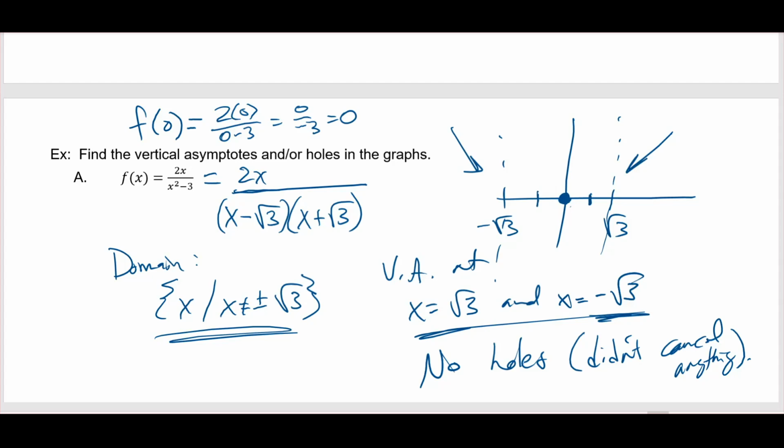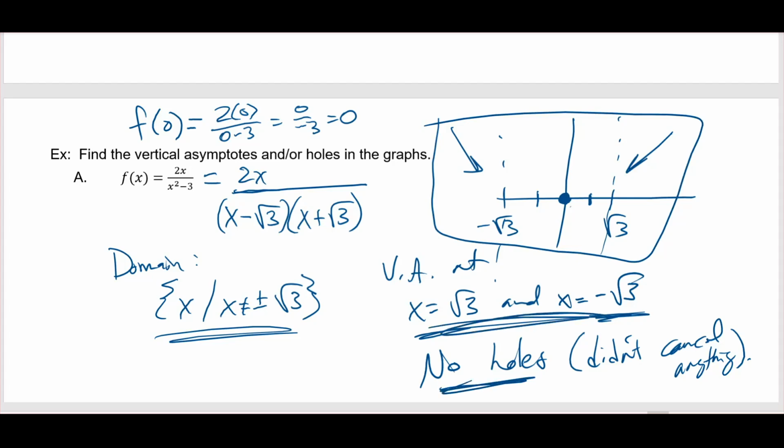So we're finding vertical asymptotes and we're finding holes in the graph. And we should be keeping in mind what it's going to start to look like. But we're finished with this example. We found that there were no holes. We found the vertical asymptotes. So let's do the next one.